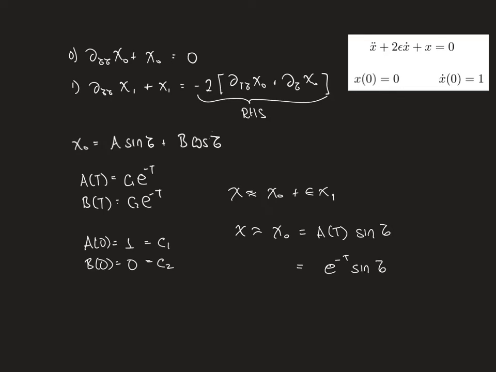Now if we replace the definition, remember we have τ is equal to t and capital T is equal to epsilon τ. Therefore we will have something like this, and this is the approximation of the solution of this equation.